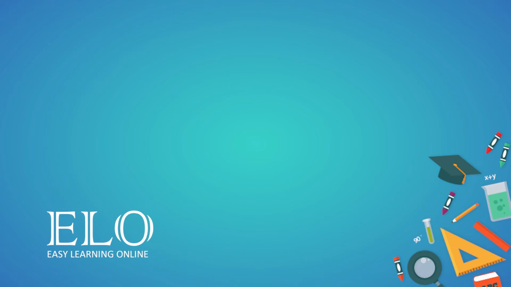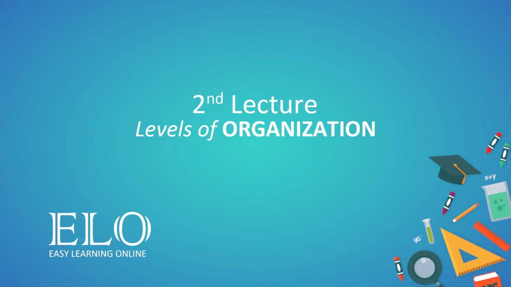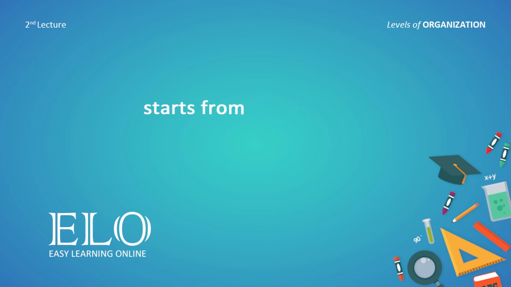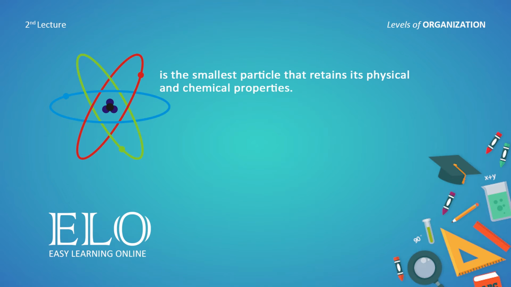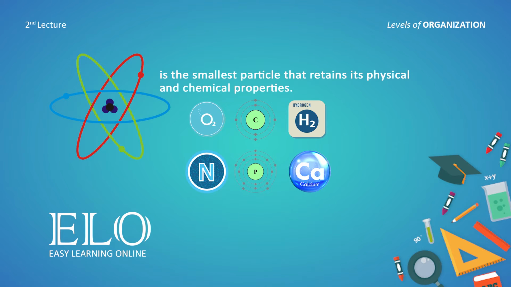Without any delay, let's move to our second lecture which is levels of organization. Levels of organization start होते हैं atom से. Atom is the smallest particle that retains its physical and chemical properties. Examples are oxygen, carbon, hydrogen, nitrogen, phosphorus, calcium and many more.